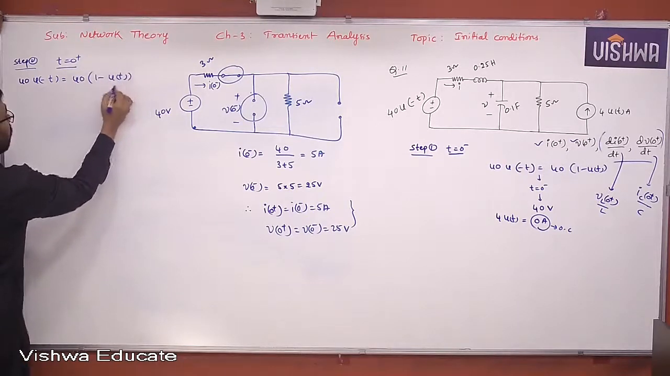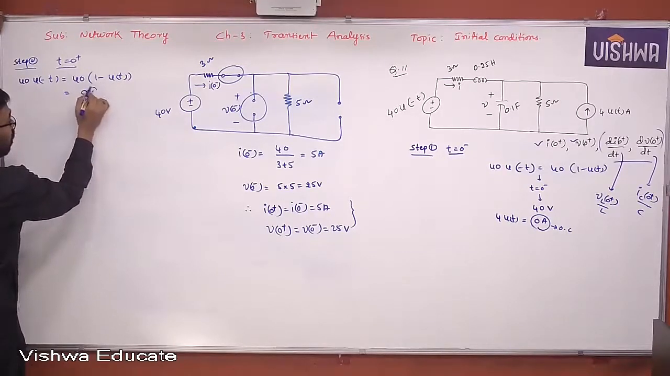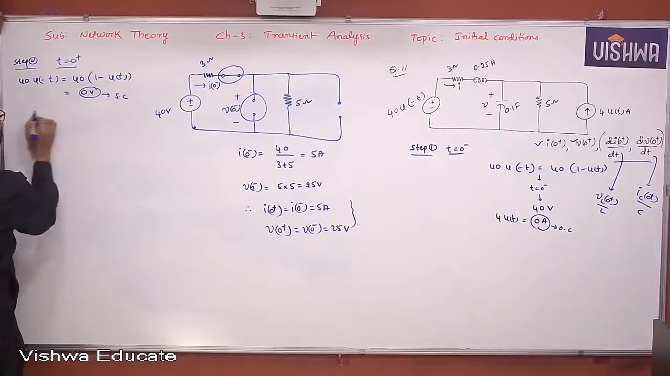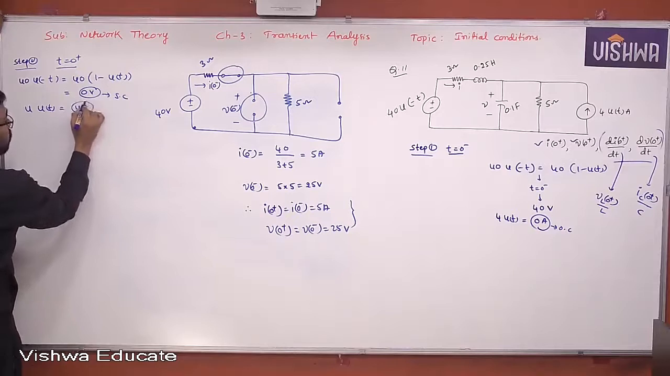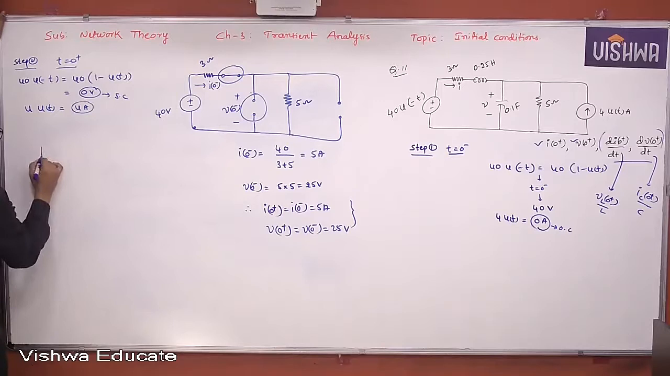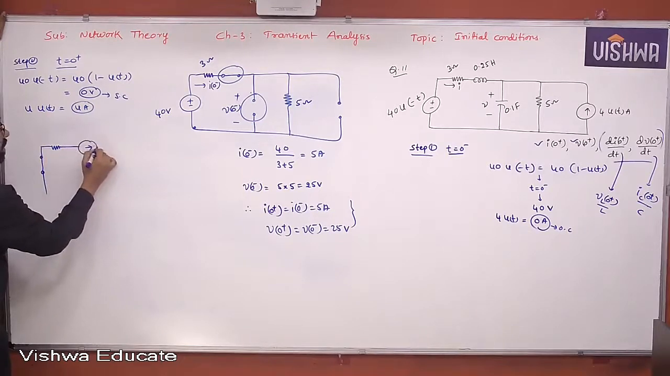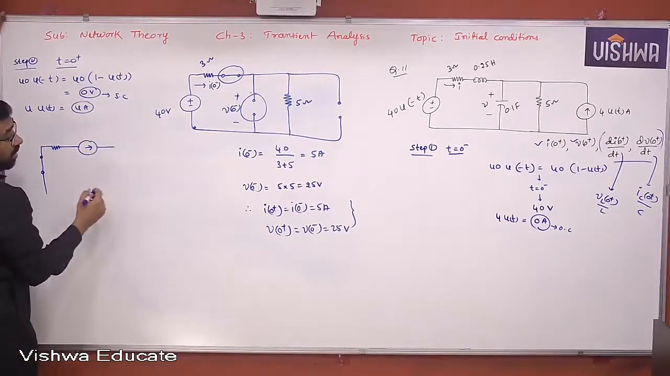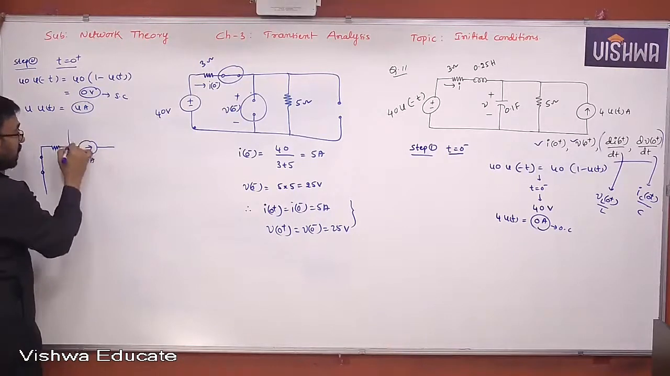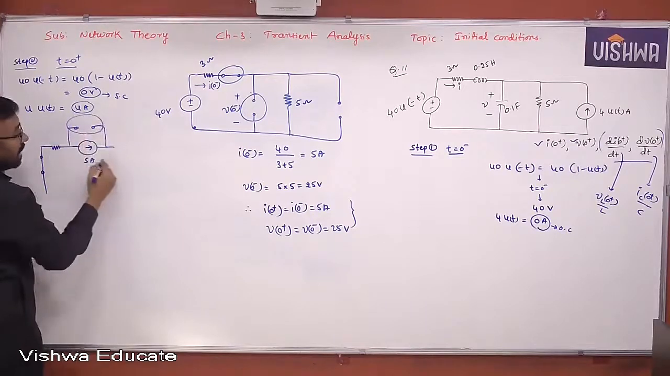Yes or no? For t greater than 0, u of t is 1. 1 minus 1 is 0, so 0 volt. 0 volt is nothing but a short circuit. And 4 into u of t will become 4 amperes. So now let us construct the equivalent circuit with these inputs. Short circuit means it is something like this. And the resistor remains a resistor. And the inductor is replaced by a 5 ampere current source with parallel inductor model. Understand?